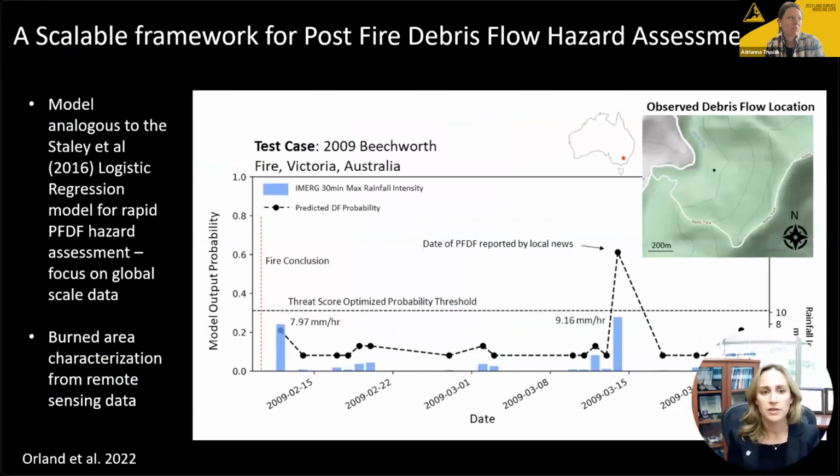The other aspect of this model that is new is a post-fire debris flow module developed by Eli Orland and team. It uses a similar regression model to that of Staley et al. in 2016, and then develops essentially a basin-wide representation of potential exacerbating areas for post-fire debris flows, using several different remote sensing inputs to characterize. This is just an example from Australia, where if you look at the output probability, you can see that value as the dotted line, and then the precipitation inputs, and then known landslides as well. This is just being incorporated into our version of the model.